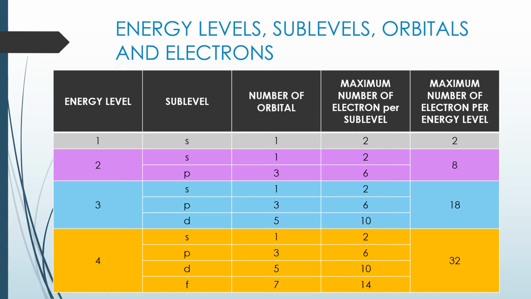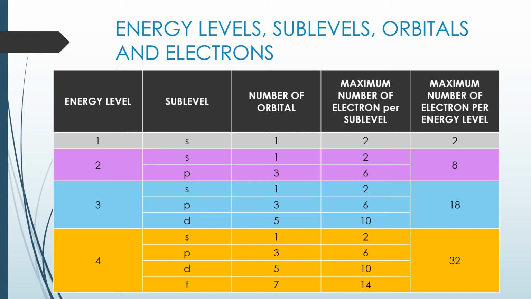So the first energy level has only one sublevel, and that is the S sublevel. The S sublevel has only one orbital, and it can only hold a maximum of 2 electrons. Therefore, if the first energy level is filled with electrons, then it has 2 electrons.